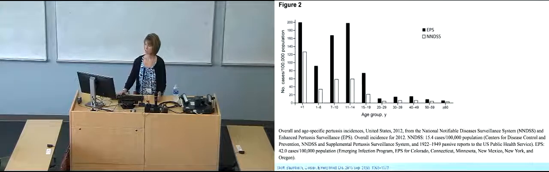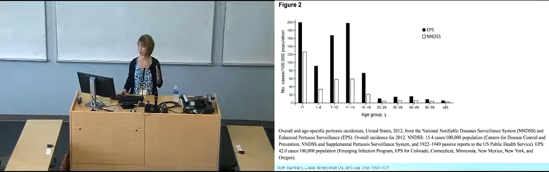So this is just an example of the added benefit of EIP. In this graph, EPS, the dark bars, stand for Enhanced Pertussis Surveillance. So that's really the EIP pertussis surveillance. And NNDSS is the National Notifiable Disease Surveillance System. NNDSS is just the standard surveillance that every state does.